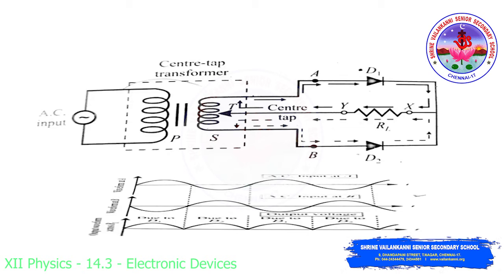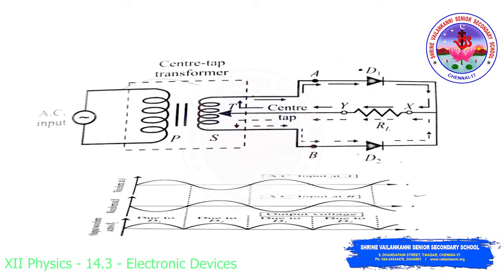And at the time of the negative half cycle, end A becomes negative and B becomes positive. At that time D1 gets reverse biased and does not conduct current, and D2 will conduct current. The path we can take is B, D2, X, Y, to the center tap.